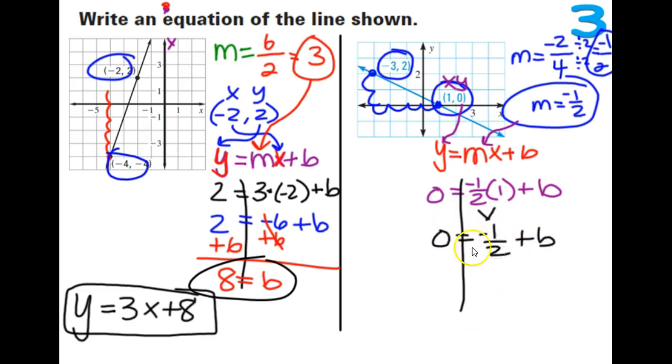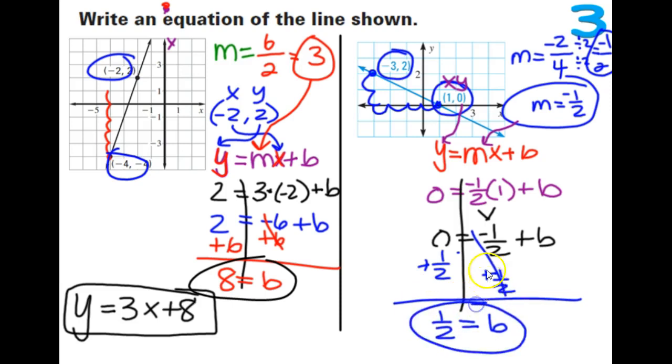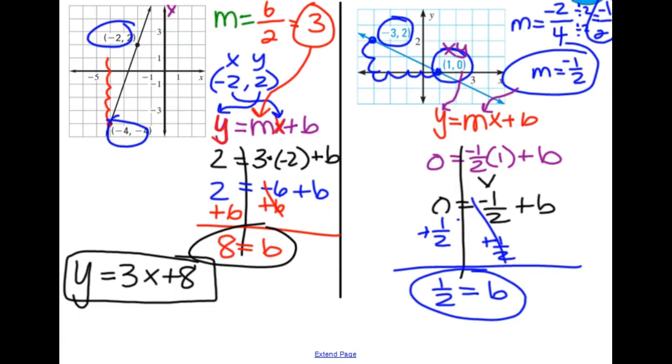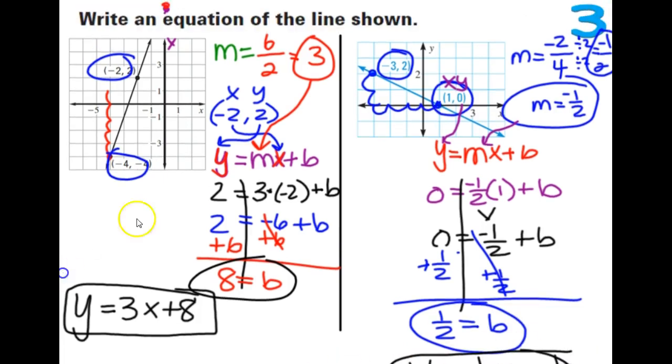And then the opposite here, to move this, we're going to add 1/2. Oops, not divide. Add 1/2 here as well. So we have 1/2 equals b. We just moved the negative over to be with the positive. So our equation, in the form y equals mx plus b, y equals m, which is -1/2 x, plus b, which is 1/2.